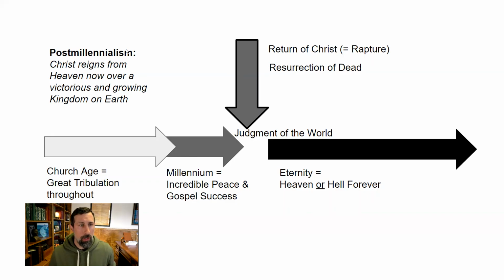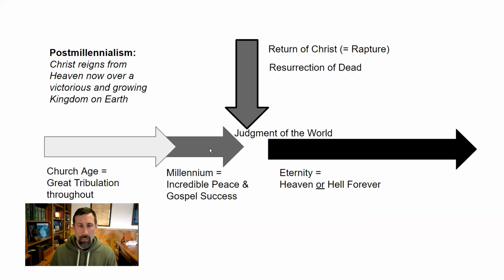And in this view, Christ reigns from heaven now over the whole period, but especially with reference to a victorious and growing kingdom on earth. And this is what sets this view apart from the previous view, which we looked at, as its optimism. Whereas amillennialism saw the church age as largely a great struggle to be faithful against much persecution in this world, postmillennialism is far more optimistic in that it sees the work of evangelism being largely successful.